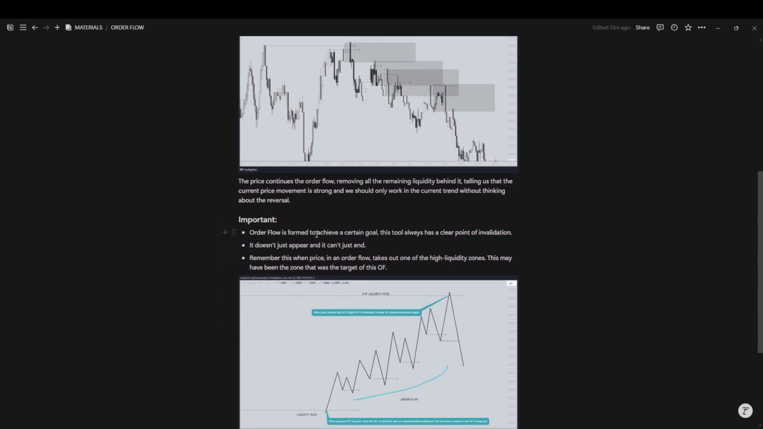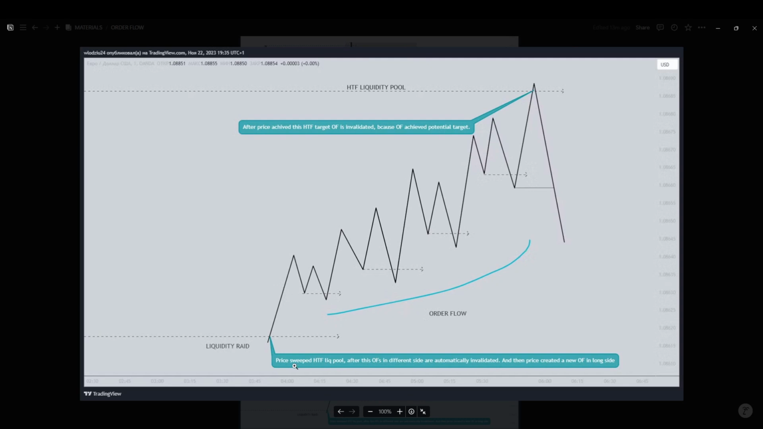Important: order flow is formed to achieve a certain goal. This tool always has a clear point of invalidation. It doesn't just appear and it can't just end. Remember this: when price in an order flow takes out one of the high liquidity zones, this may have been the target of this order flow. On this screen we can see information that after price achieved some high time frame liquidity pool, the order flow is invalidated. It's true, but still we should always wait for the invalidation of this order flow.